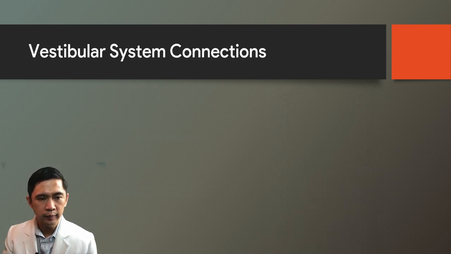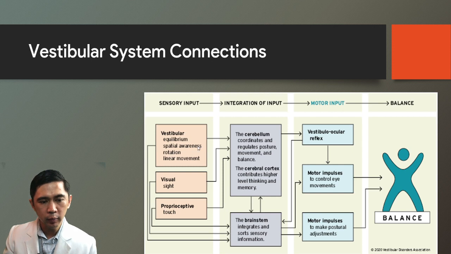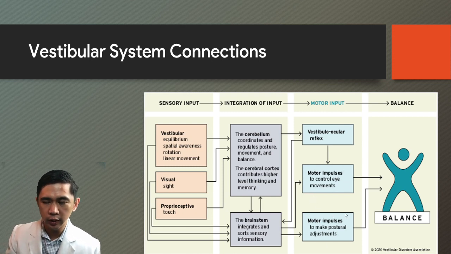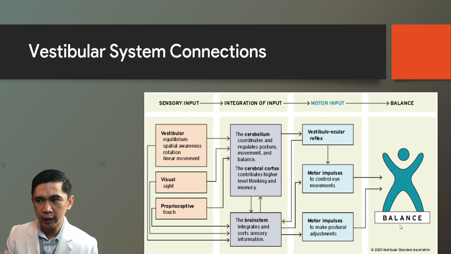It will also receive input from the reticular formation for vomiting, especially in those with dizziness, and the thalamus for the conscious perception of movement. So in summary, the vestibular system works hand in hand with the visual and proprioceptive systems, and they will be coordinated in the cerebellum, the cerebral cortex, and also the brainstem, so that this all will give us a sense of balance through the motor inputs: the vestibulo-ocular reflex, motor impulses to control the eye, and motor impulses to make postural adjustments. Thus, we will have balance.